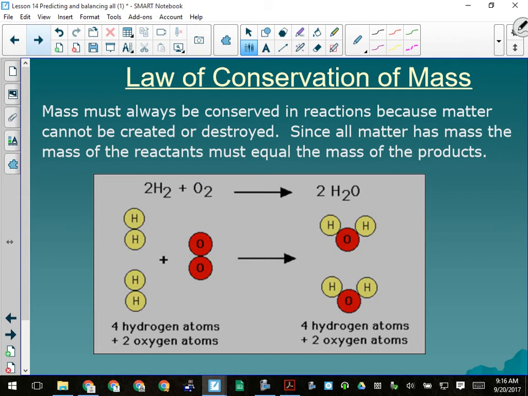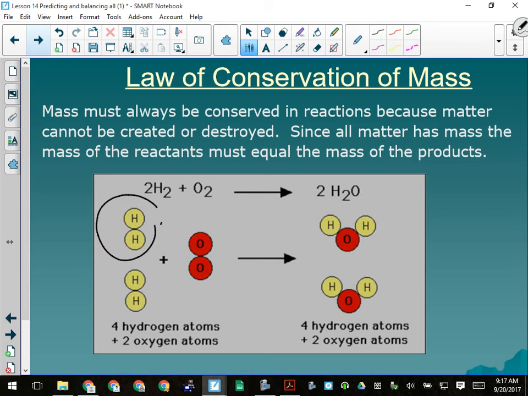There's no way to destroy or annihilate matter completely. Even a black hole is not making matter go away, right? It's taking more and more in and adding to its own mass. But the mass is always there. Right? Since all matter has mass, the mass of the reactants must equal the mass of the product.